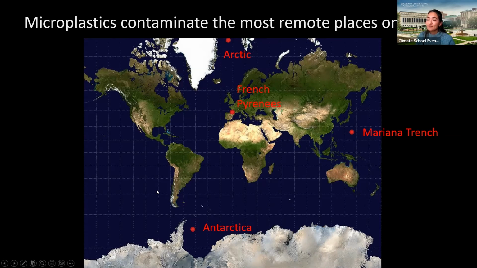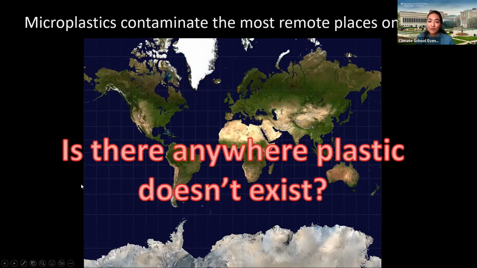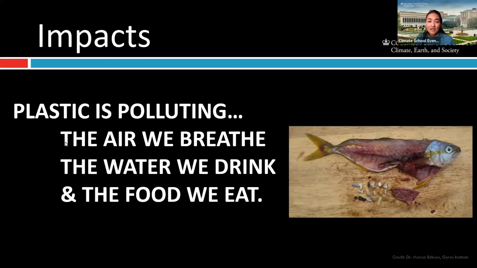So with some of this contamination being found in some of the most remote places on Earth, it really begs the question, is there anywhere that plastic doesn't exist? And who is it impacting? Because we know that plastic is found in these different forms all over. We're still doing a lot of research to uncover what the impacts are on our ecosystems and human health.